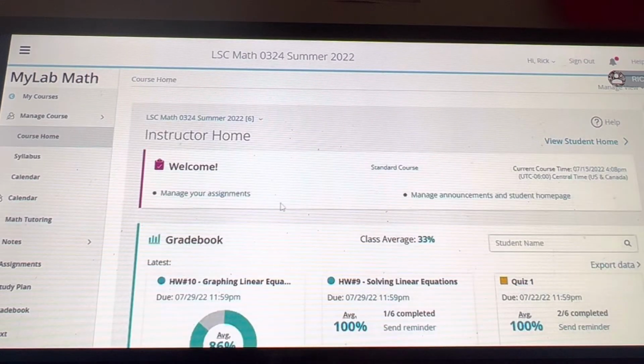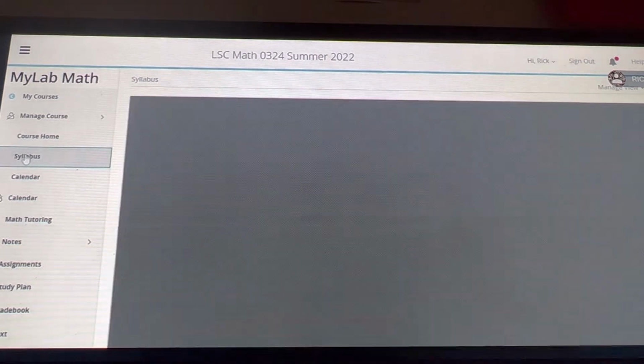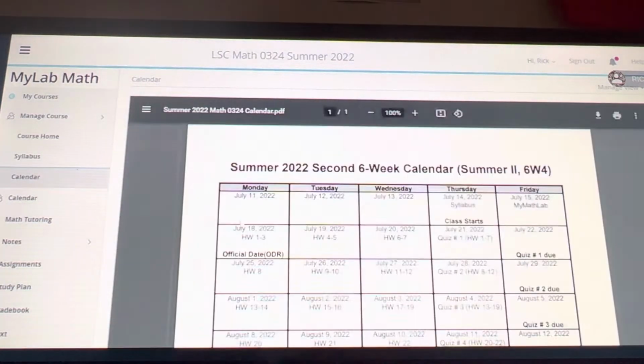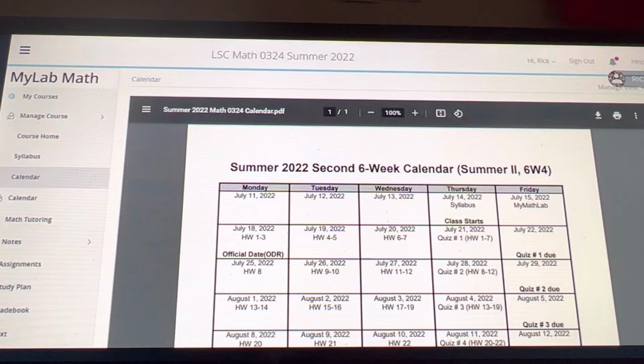It starts you off on this home page. And then in this class you can see the syllabus, although I emailed it out, and the calendar. So we're right here on July 18th. Homeworks 1 through 3 we're going to be working on, and then every Monday, Tuesday, Wednesday there'll be videos explaining all these homework assignments in the 0324 class and in the other class as well. But in 0324 we do homework three days each week, and then you get two days for a quiz.